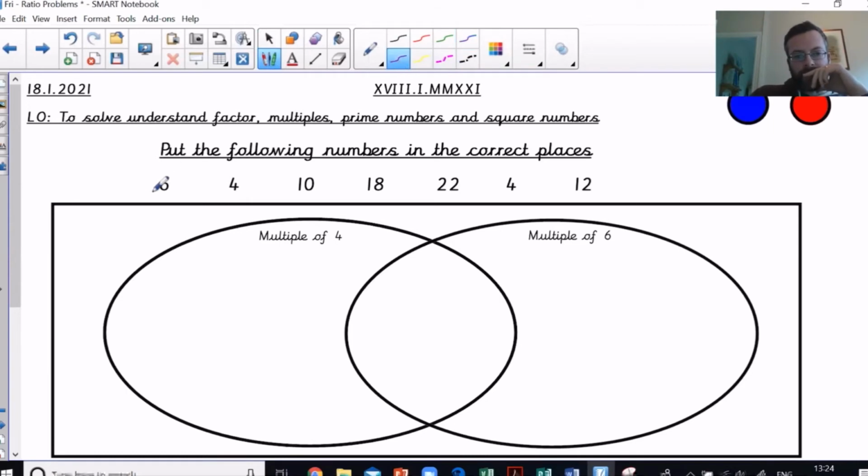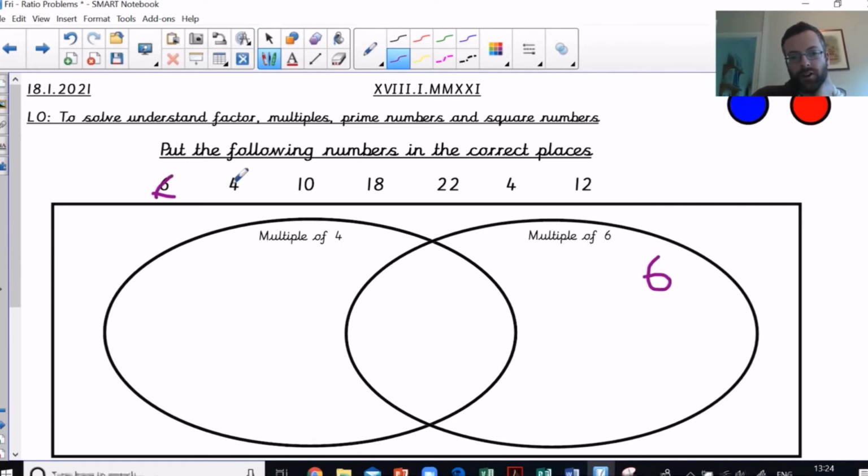So let's take the number 6. Is 6 a multiple of 4? If I count in 4s, does it get me to 6? Well, 4, 8. No. So it's not a multiple of 4. Is 6 a multiple of 6? Well, it is, because 6 times 1 is 6. So 6 goes in here. That one's done. Cross it out.